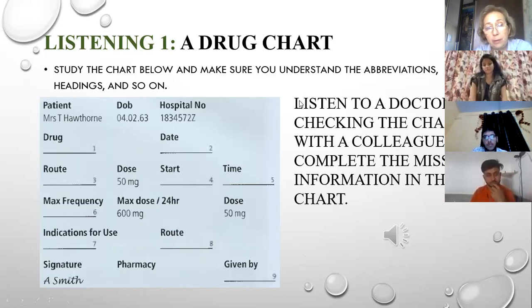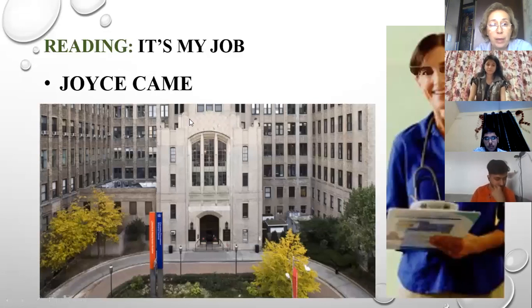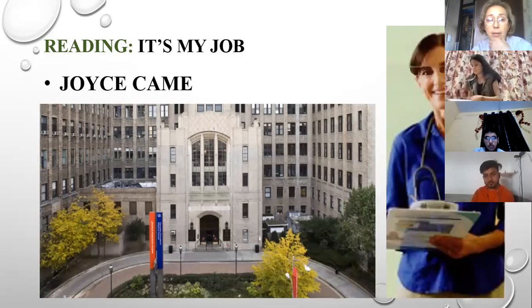This is a very typical way of giving information about what drugs are prescribed to a patient in hospital. So, in Unit 5, now we are going to read about a nurse. Her picture is here. Her name is Joyce Kame, and she's speaking about her job in the hospital, about her responsibilities. Now we are going to read this article.